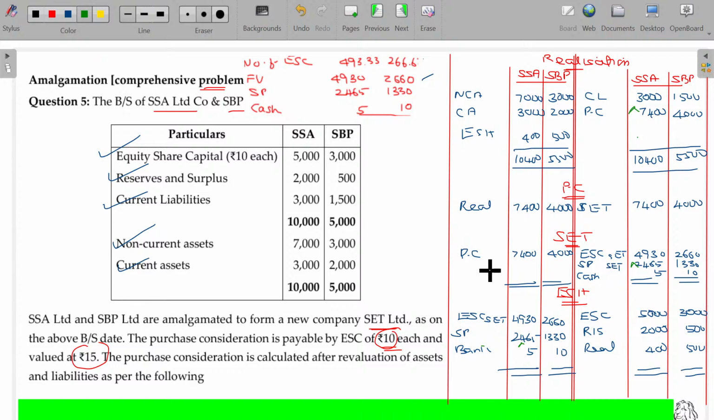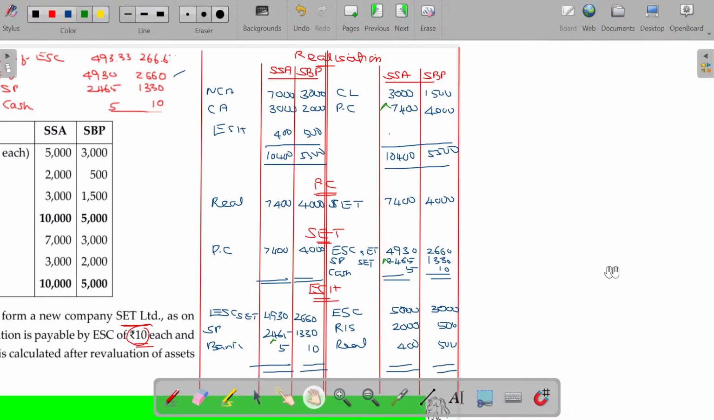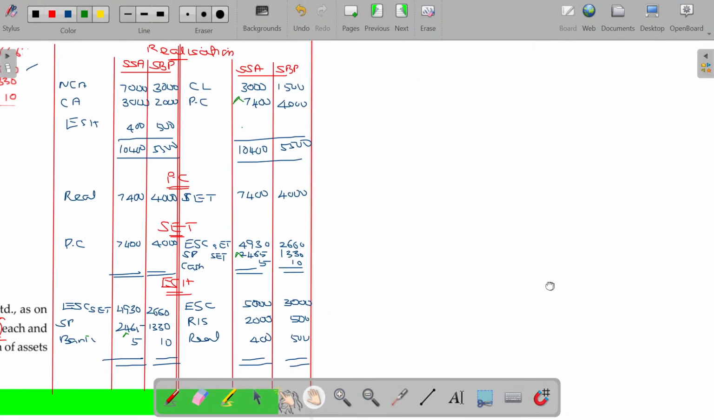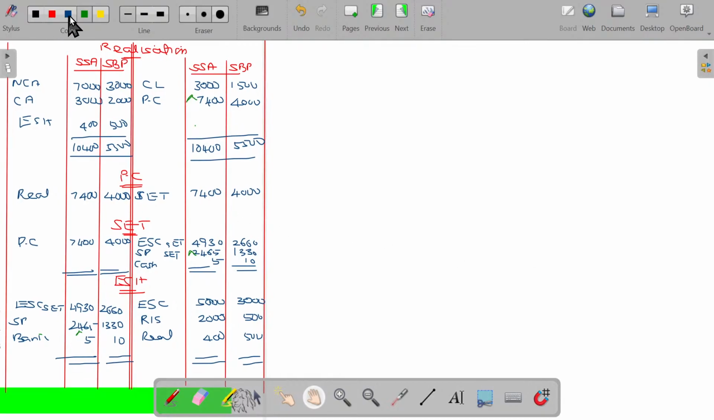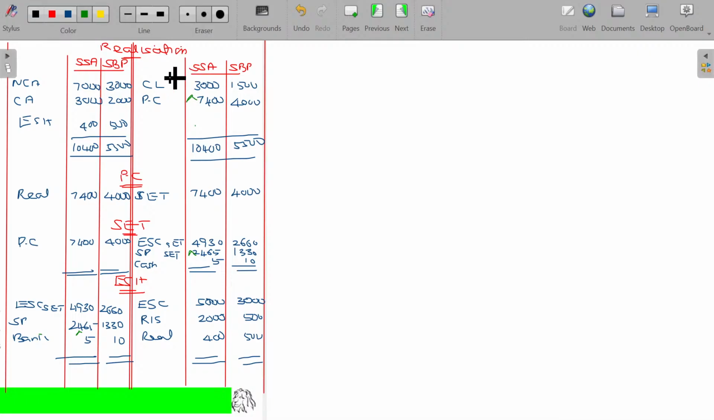Now, let me pass the journal entries here. In Singar Academy text, I have passed entry without considering the securities premium, but here I have considered securities premium. While passing the journal entry, you have to pass the journal entry for assets, for liabilities, transferring owner's fund to the equity shareholders. 3. With that, balance sheet items are closed.